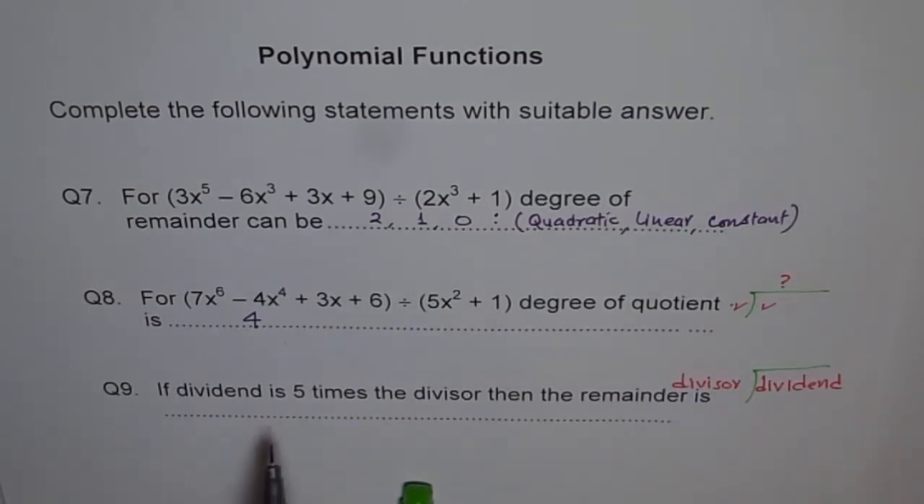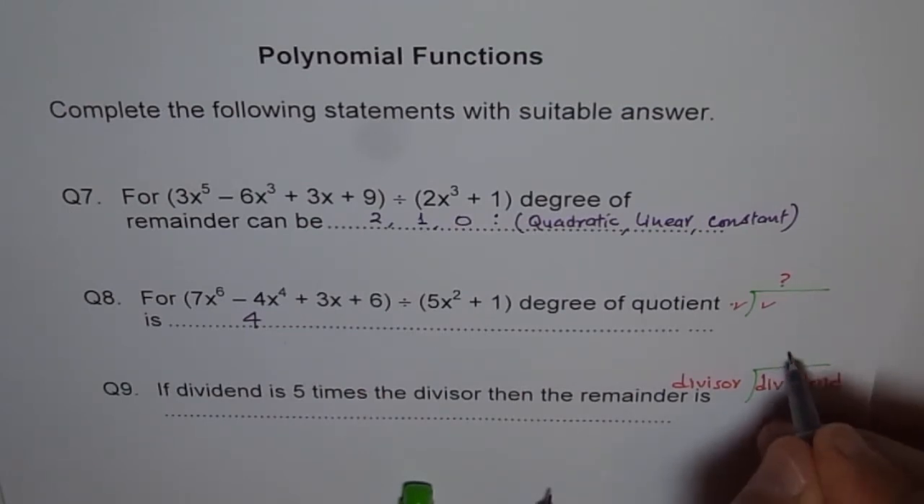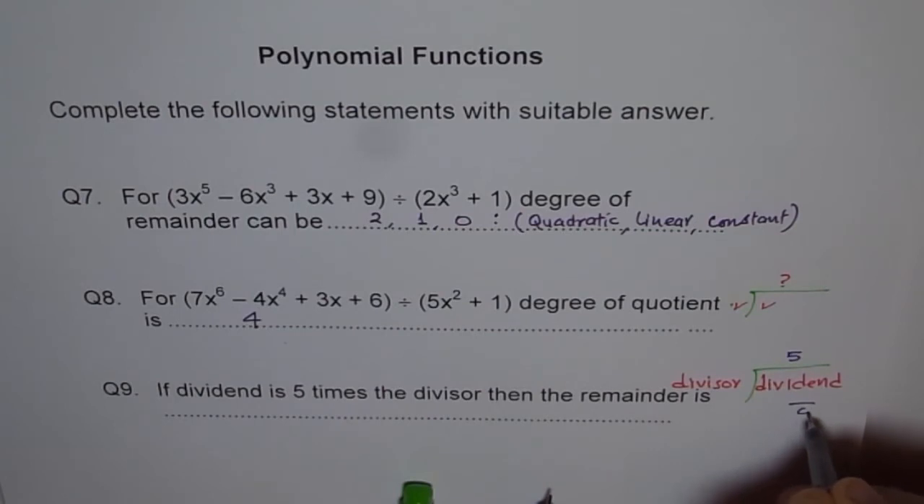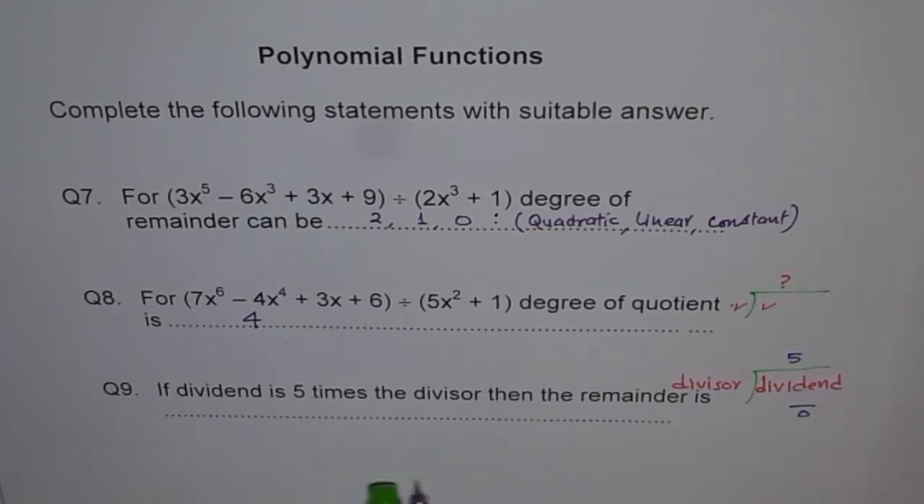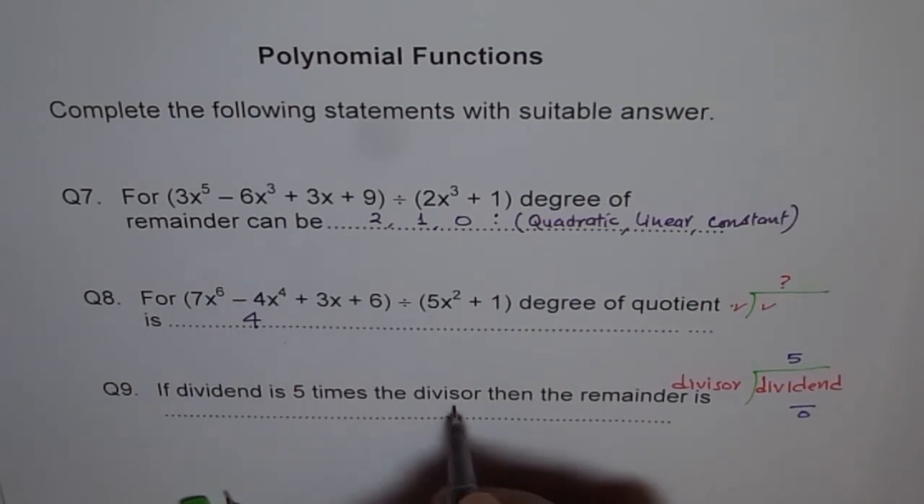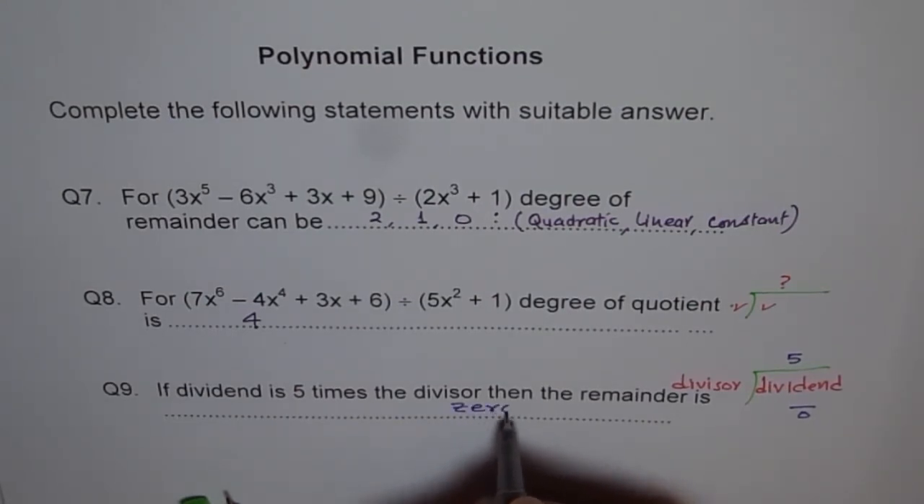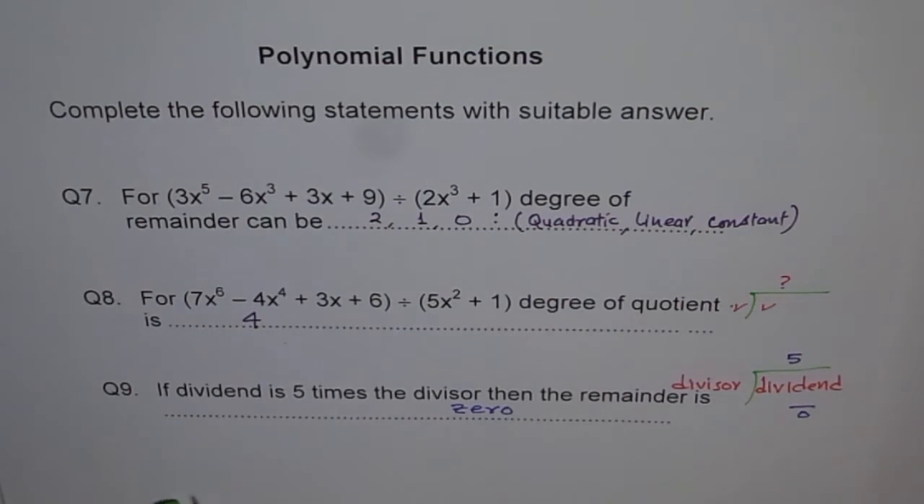So it says if dividend is 5 times the divisor, if this is 5 times this, then my answer should be 5, right? With a remainder of 0, correct? Then I should get 5 here. And whatever I do, I get 0 here, correct? So therefore, if dividend is 5 times the divisor, then the remainder is, of course, 0. So the remainder is 0. Do you get it? That's how it should be.